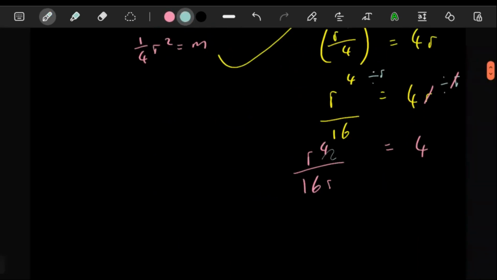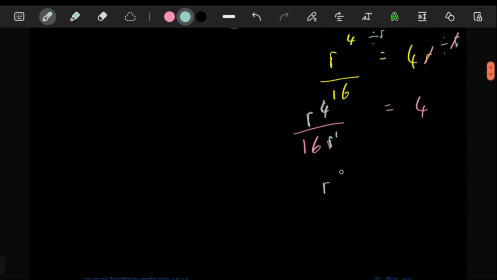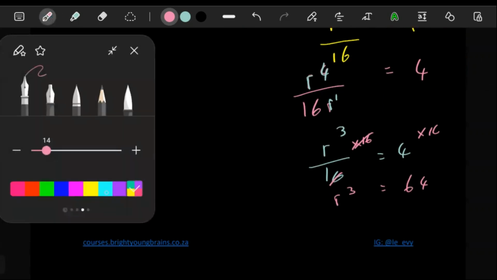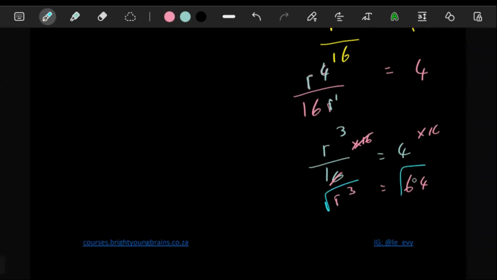If you're dividing and your bases are the same, you can subtract the exponents. So 4 minus 1 is 3. So you have here r to the power 3 over 16. To get rid of the 16, you can multiply by 16 on both sides. This is going to give you 64 equals r to the power 3. And now you can cube root both sides. Fortunately, I think the cube root of 64 is 4, because 4 times 4 is 16, 16 times 4 is 64. So this is the answer, 4.